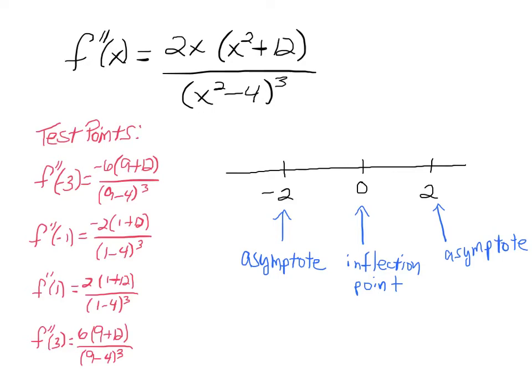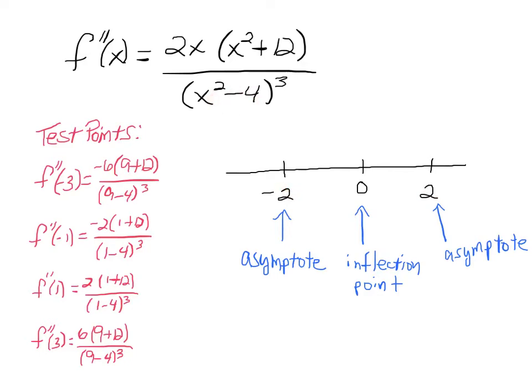Alright, so we have a 2x over (x squared plus 12) times (x squared minus 4) to the third power. What I did was look here and see that I get vertical asymptotes at plus or minus 2, because that's what's going to make the denominator 0. So I put a minus 2 and I put a plus 2.